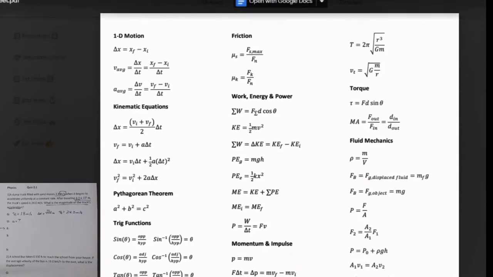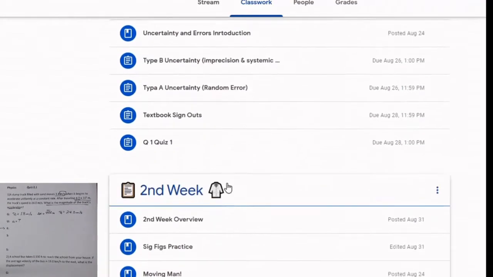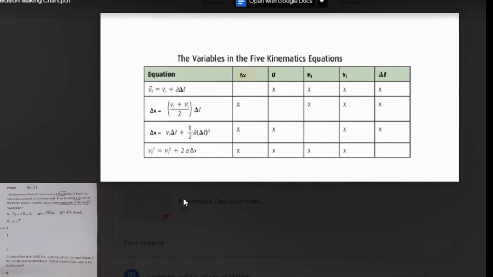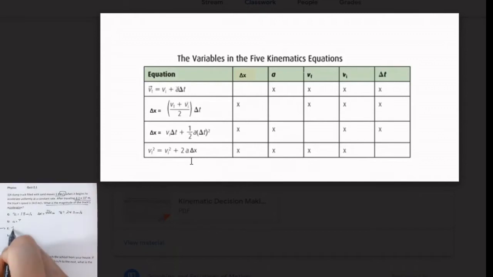Not sure which one? That's okay. We can go into the resources, into week 3, which kinematic to use. There's a decision-making chart right there for you. We'll take a look at this and see what has Vf, Vi, delta x, and A, but leaves out delta t. So that's going to be that last equation there, the 4th kinematic. We copy that over onto our equation sheet: Vf squared equals Vi squared plus 2A delta x.